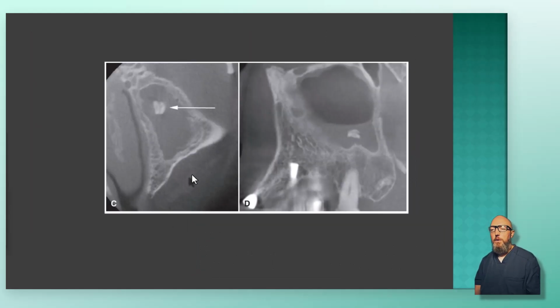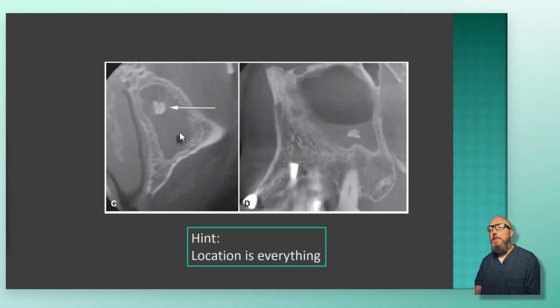All right, here's one where location is everything. That's your hint. Where are we seeing? This is an axial slice. This is the nasal cavity with the concha, the turbinate. This patient does look like they've got some sinus disease because this is the maxillary sinus and the walls are very thickened and sclerotic.